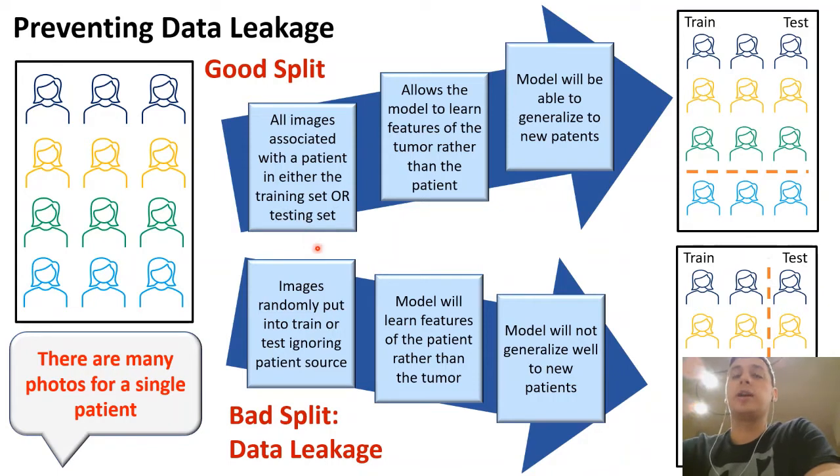In making our split, we had to keep in mind the possibility of data leakage, because there are many photos for a single patient. In our train test split, this would have been a bad split, because we had multiple images for the patient in our training set, but then also for the same patient in our test set. A better split would have kept all images for a single patient in either the training set or the test set. With a split like the bad one, the model ends up learning information about the patient rather than about the tumor, and this leads to results that are overly optimistic and do not generalize well to new patients.